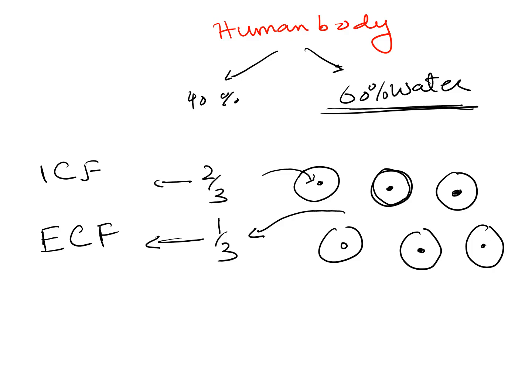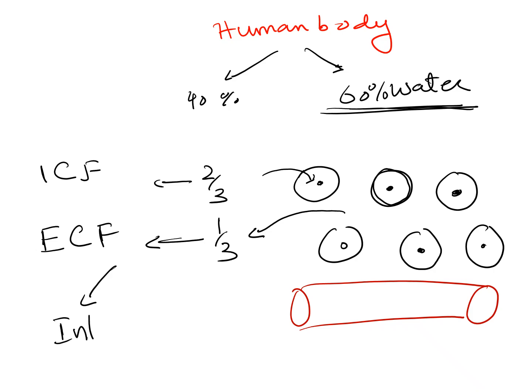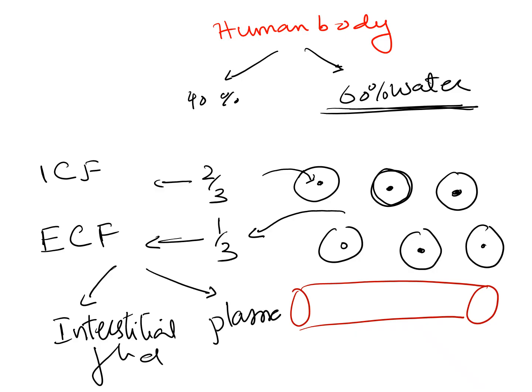The extracellular fluid is further divided into interstitial fluid and plasma. The extracellular fluid, which is fluid outside the cell, is further divided into interstitial fluid and plasma.